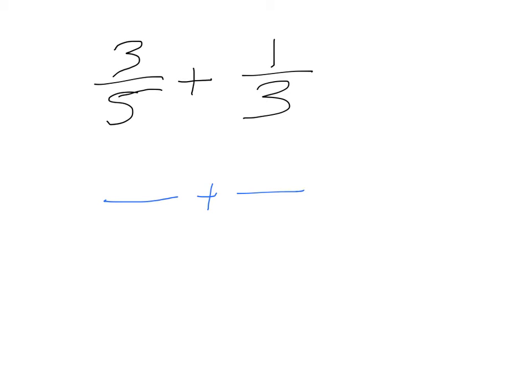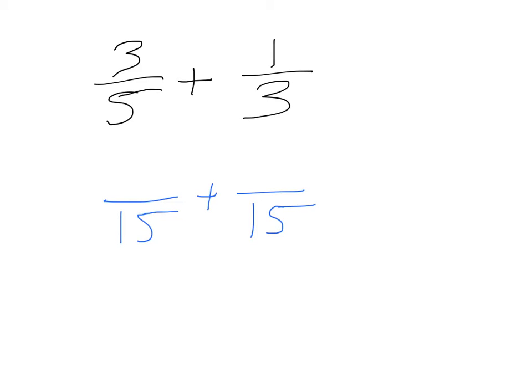For example, 3/5 plus 1/3. Now, I want them to have a common denominator. I'm looking for a number that both 5 and 3 will go into. If I think really hard, I realize that the number that they both go into is 15. So now I have to go back to my original problem, and I have to look at how I got that 15.